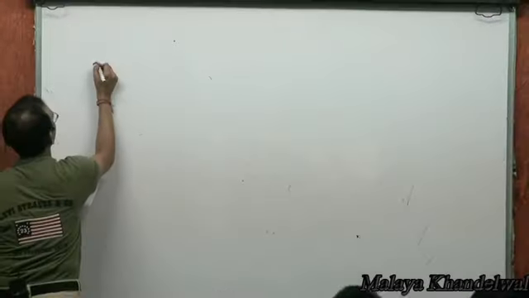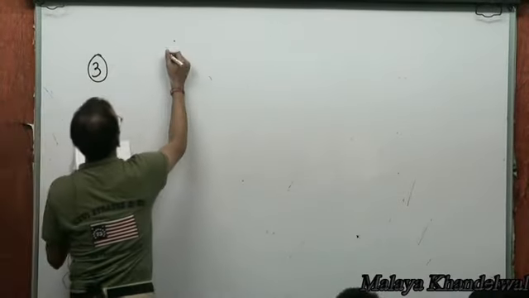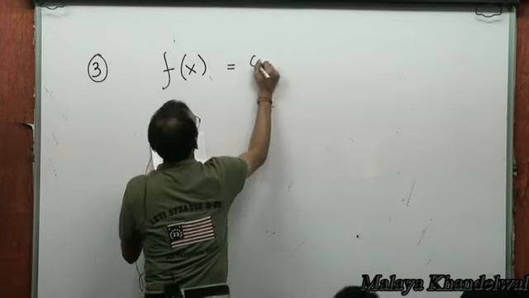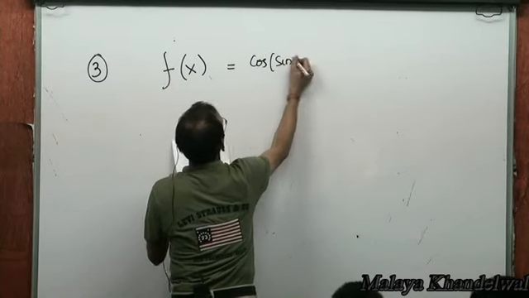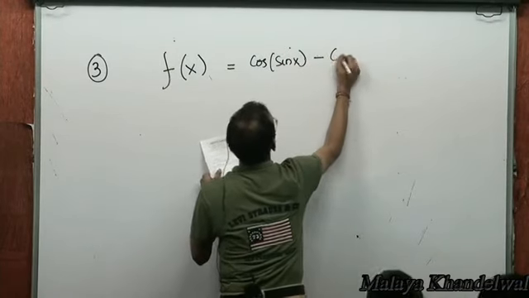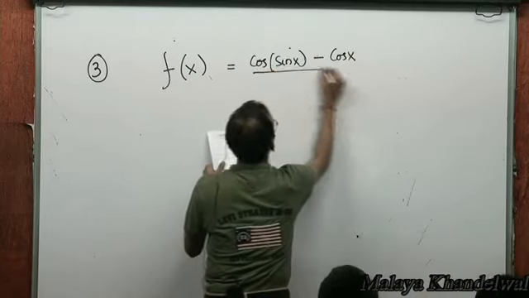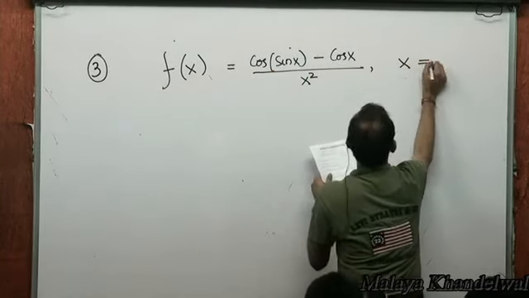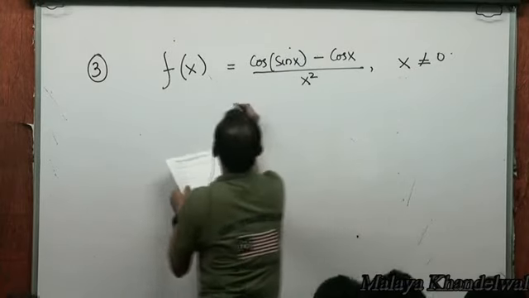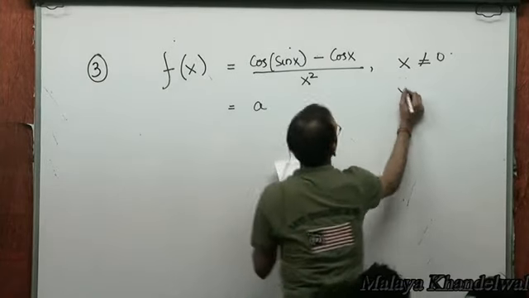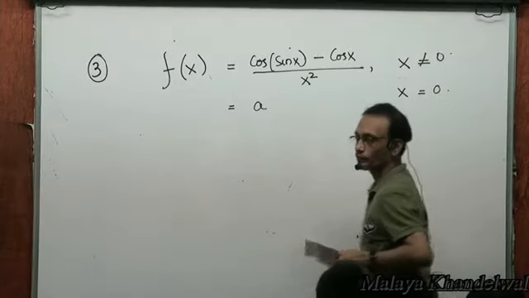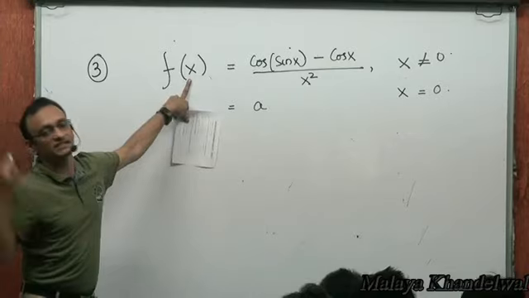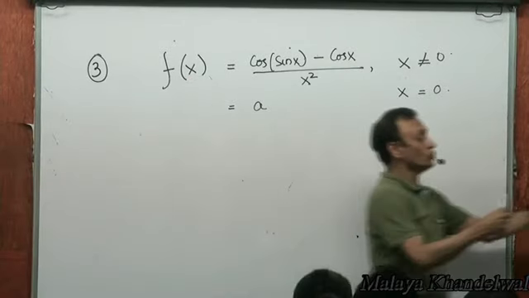Three, f(x) is given to be cos of sin x minus cos x by x squared when x is not equal to 0 and is a when x is equal to 0. Right? We want to find the value of a for which f(x) is rendered continuous at x equal to 0.